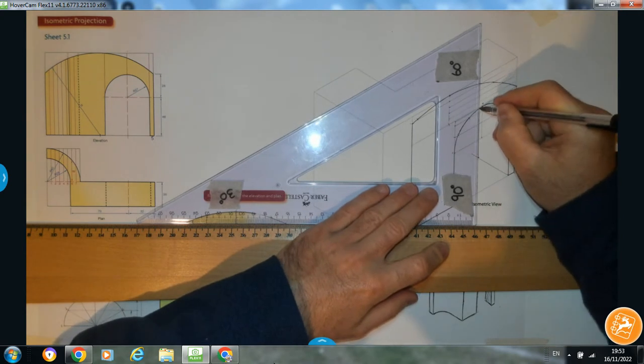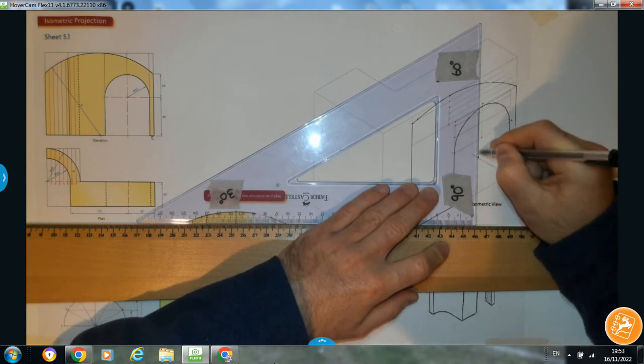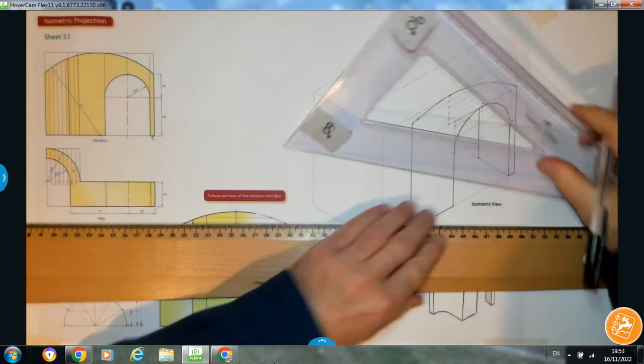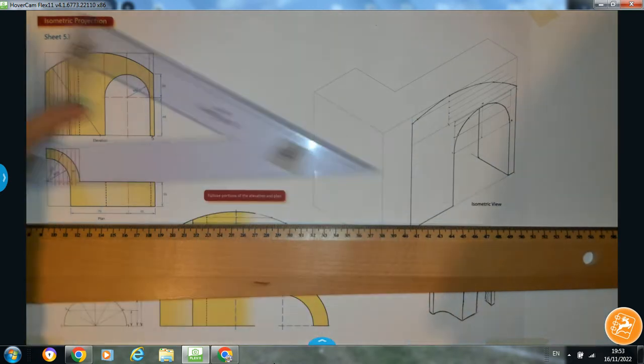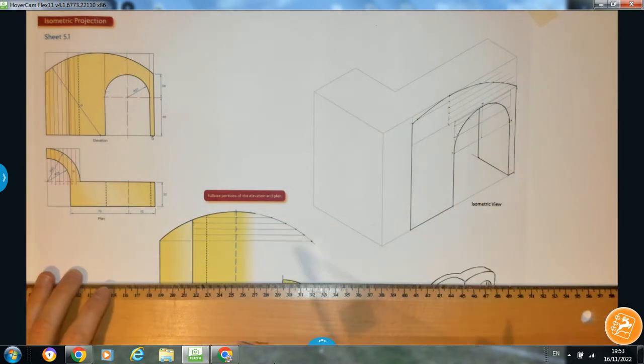So from there, heavy that in, and heavy this in. There we have it. The inside portion is complete.